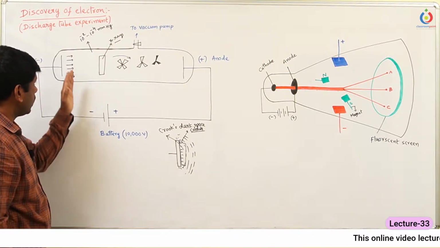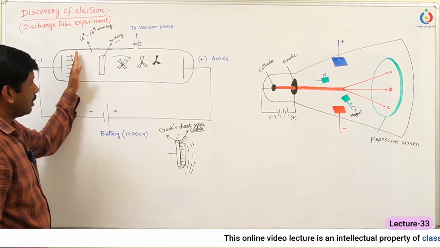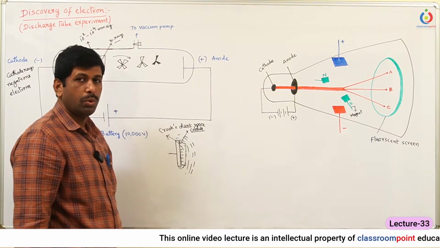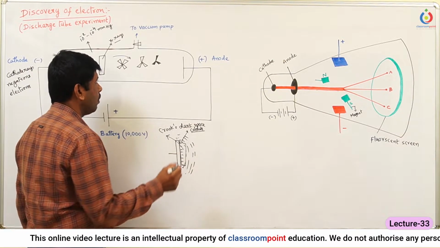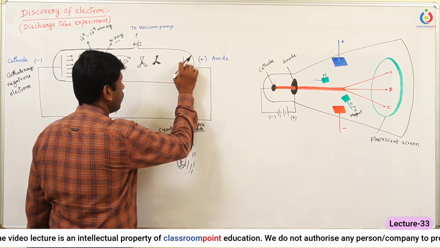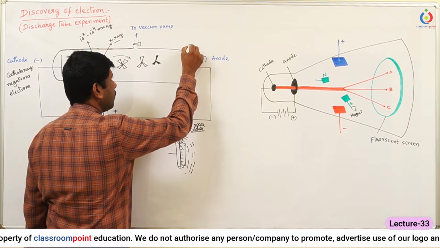Let us see other properties of the cathode rays. These cathode rays are traveling towards the anode. Then how do we confirm whether they are traveling towards the anode or not? Simply, we have to put holes in the anode. Then this anode is known as the perforated anode.